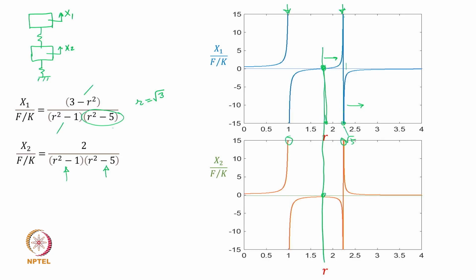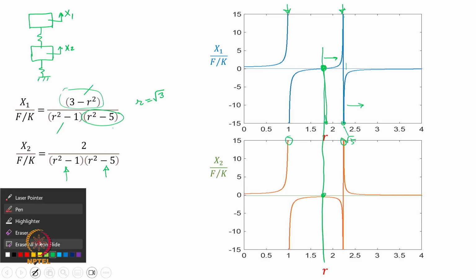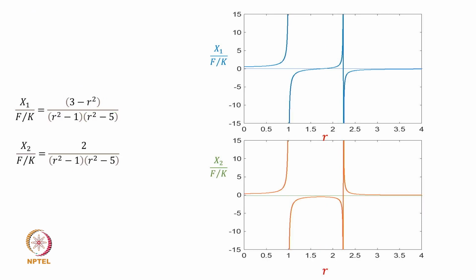and at the frequency at which the compressor response was 0, the response of the raft is minimum here, but it does not flip its sign here, it just continues. Because of the absence of the 3 minus r square term in the numerator, it has two switchings in the sign of the response, okay. So this is how the response to harmonic excitation of a 2 degree of freedom system looks.